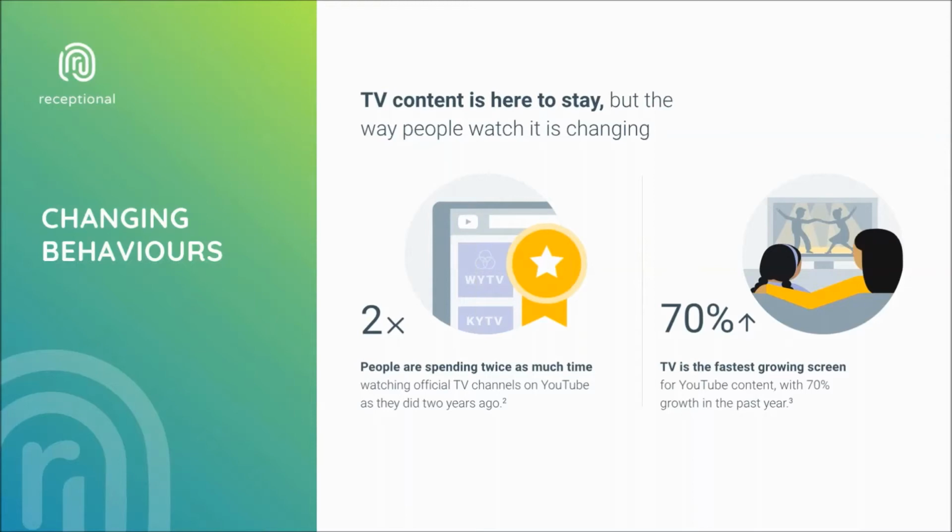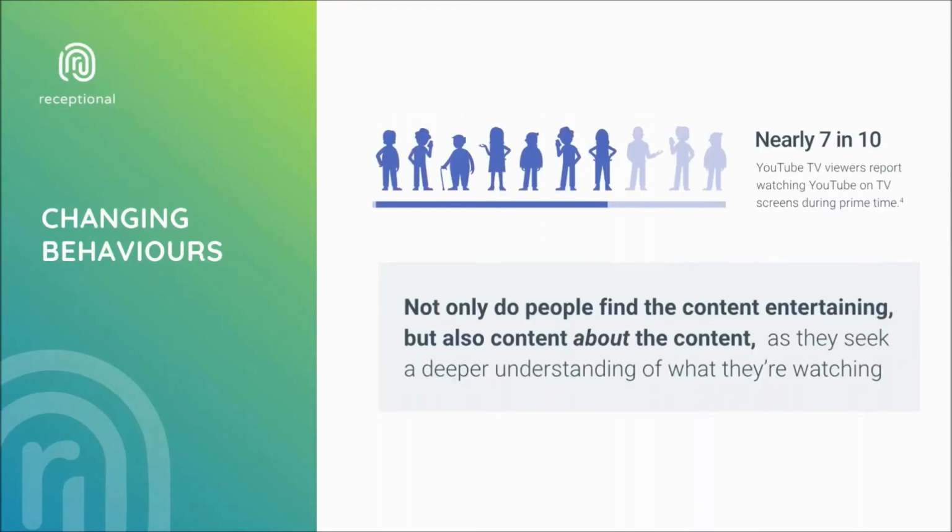I think we at home certainly use our TV a lot and use the YouTube and Netflix apps on there, and I think that the growth of smart TVs is helping us to do that quickly, coupled with better internet speeds, etc. as well. And the figures are supporting that in terms of 7 out of 10 of us are watching YouTube on TV screens during prime time as well. And I think that's the key thing for me, it's during prime time. So not only are we finding content entertaining, but we're then seeking content about that content as well, seeking a deeper understanding of what we're watching.